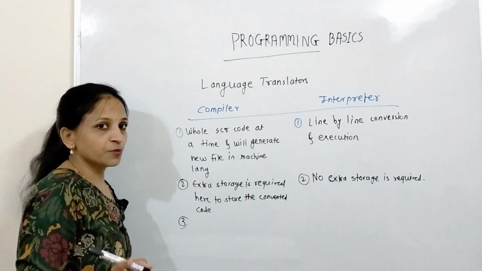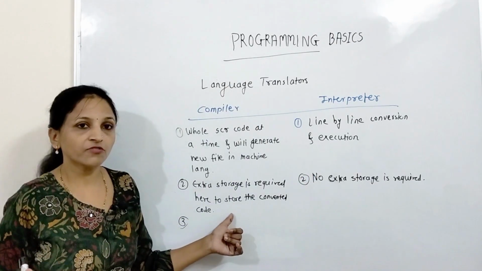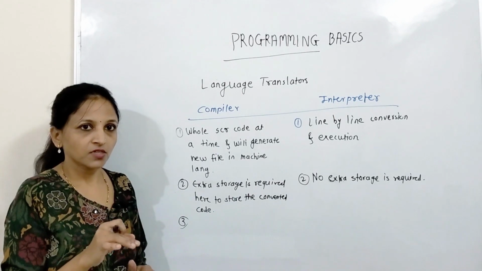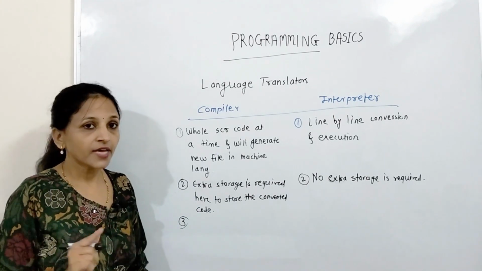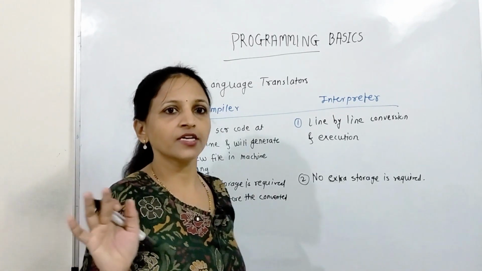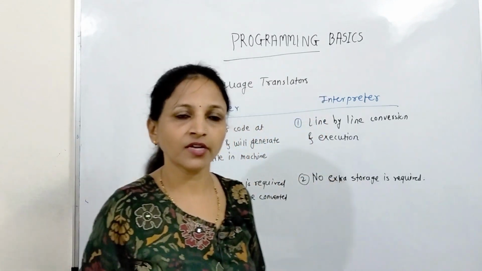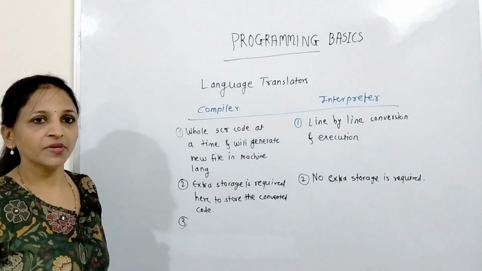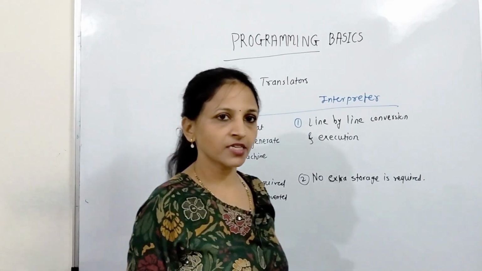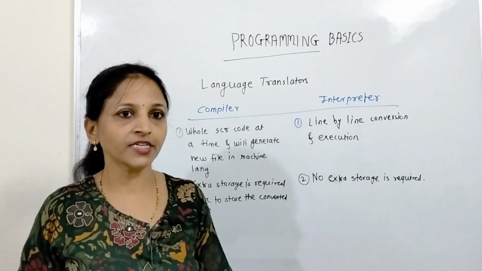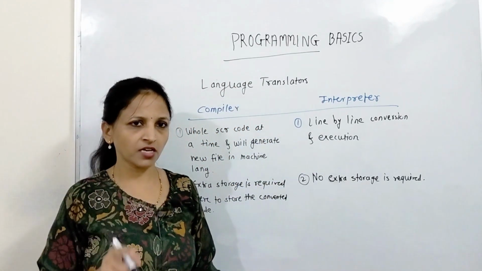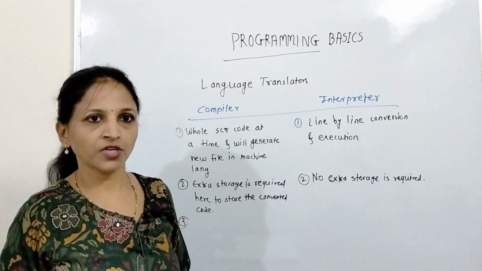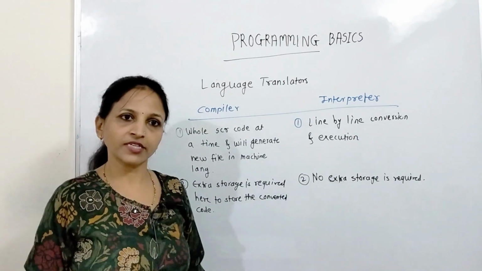The third point is very important. See, here whatever converted file is stored somewhere, you can take it directly and run it a second time, third time, fourth time as it is. Once you have written source code and converted it to machine language, that is normally called object code. That object code is now ready to execute.